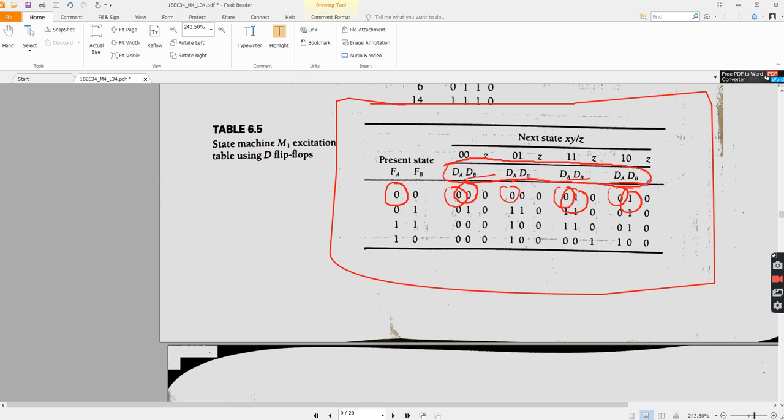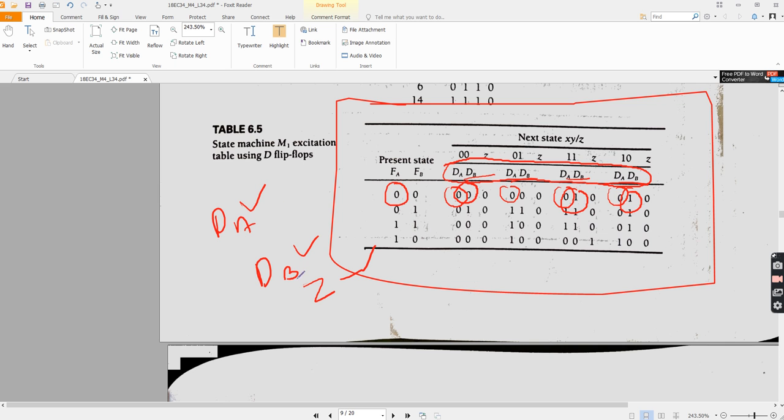Once you are done with this, what next? I have to solve the system, correct? What do I need now? I need equations in the form of DA and DB. If I get an equation for DA and for DB, I am done. And if I get an equation for Z, I am done. Understood? Yes or no? Yes, sir. Now the next thing is to draw the K map.